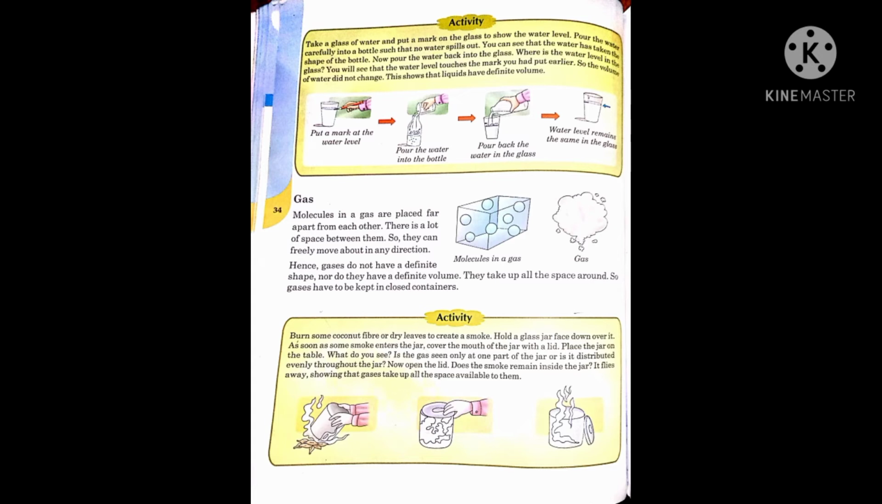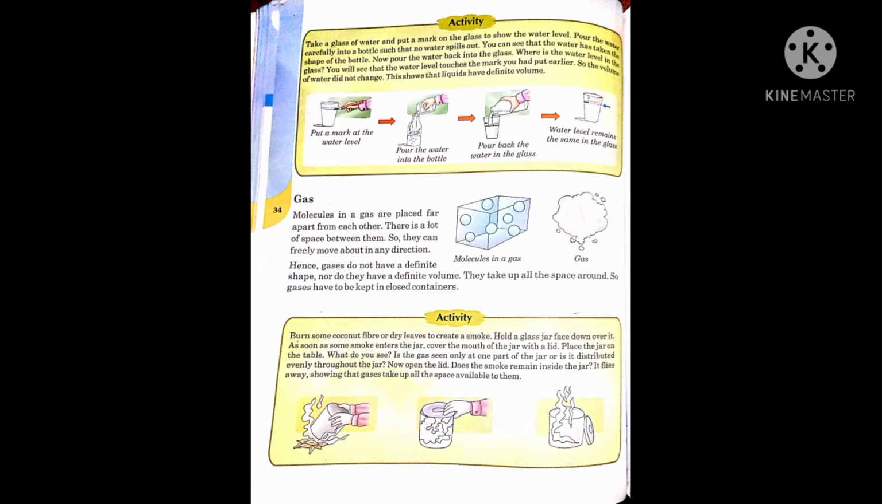Molecules in a gas are placed far apart from each other. There is a lot of space between them, so they can freely move about in any direction. Hence, gases do not have a definite shape, nor do they have a definite volume. They take up all the space around, so gases have to be kept in closed containers. So students, the third state of matter is gas.